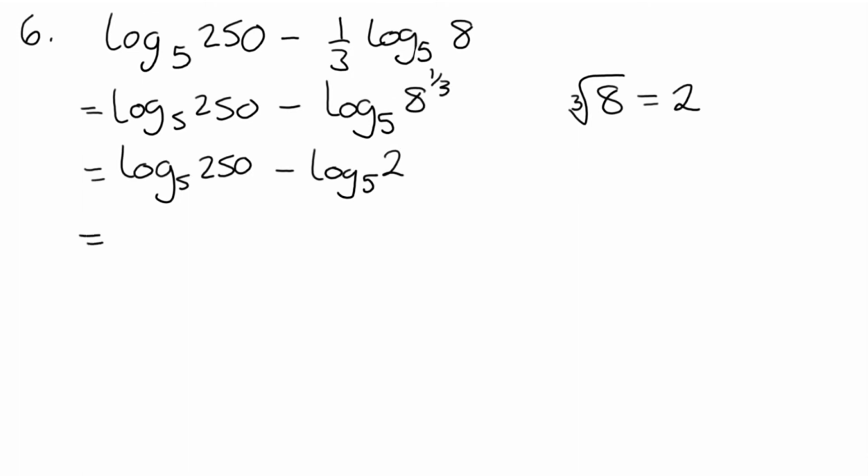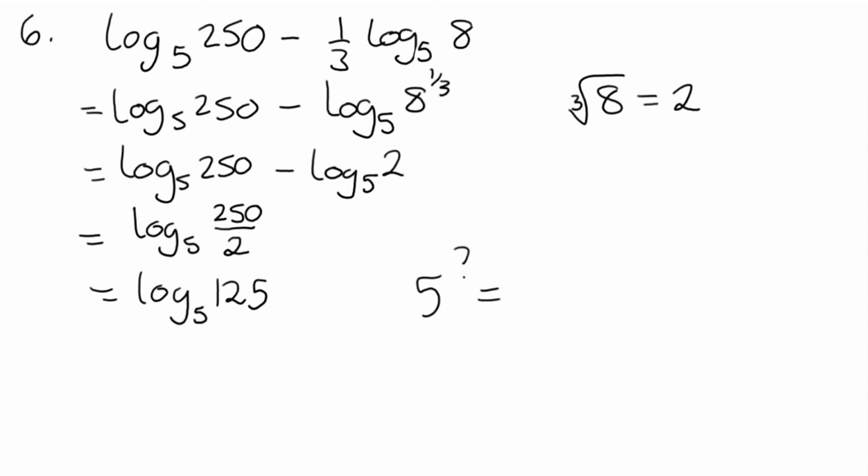Now we can join the logs together, got the same bases. We're going to divide. This is one of our laws of logs. If we wanted to combine two that are being subtracted, we do a division. 250 divided by 2 is 125. Okay, at this point, you're just trying to say to yourself, 5 to the power of what equals 125? 5 cubed. So the answer is 3.